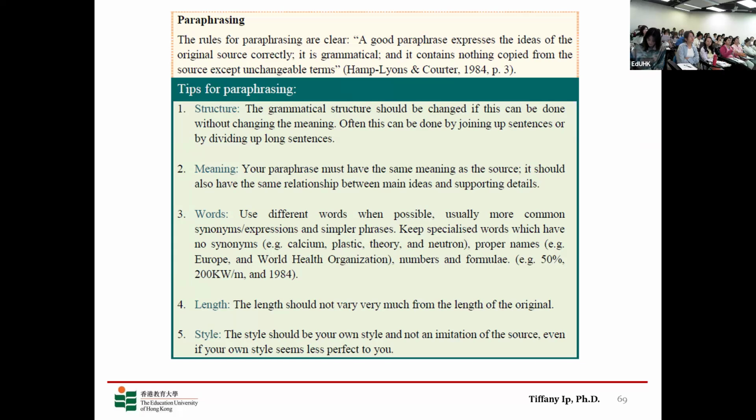And then number 2, make sure you keep the same meaning. So if you change the meaning entirely, then don't cite it. You're not talking about that anyway. So make sure the meaning is not changed, but the way you present it is changed. And then number 3, use different words when possible. Here, can you see the word synonyms under number 3, the second line? Synonyms. You know what that means?